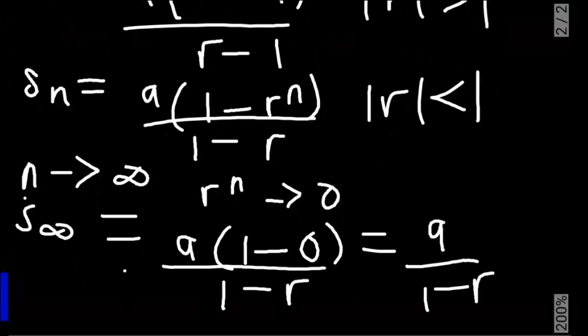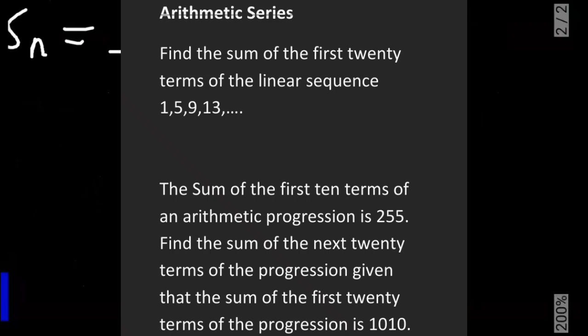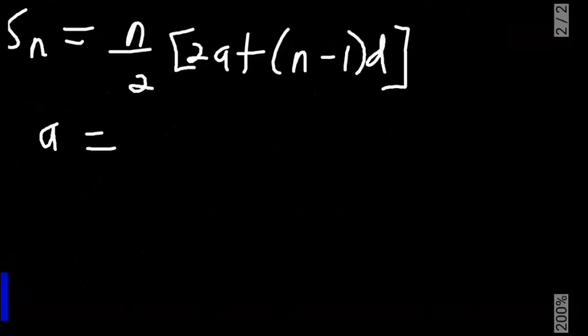Let's apply this formula and use it to solve problems. Let's begin with that of the arithmetic progression. Our first question says find the sum of the first 20 terms of the linear sequence. We have the sequence 1, 5, 9, 13, and so on. From here, we have our first term as 1.